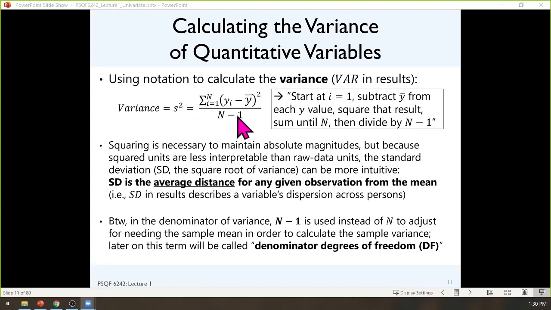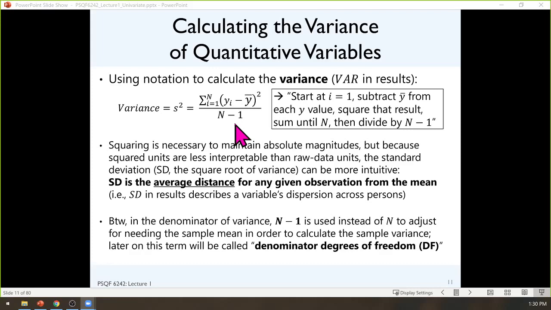N minus 1, by the way, instead of n, is because we had to know what the mean is, the y bar, in order to do this. So it's like we have to penalize ourselves for needing information first in order to make this calculation. Later in the semester, that idea of how many things we had to know to do this is going to be called degrees of freedom. Denominator degrees of freedom in particular.